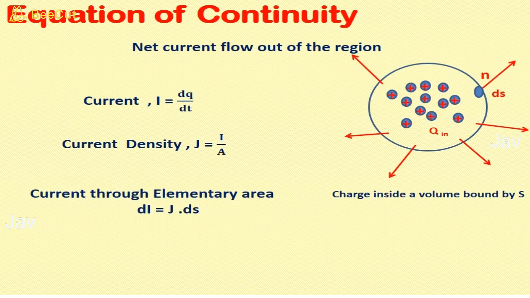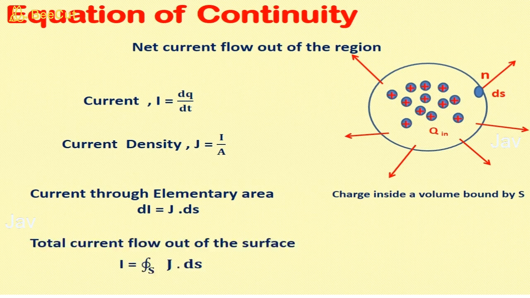Therefore, the total current which is flowing out of the entire region can be obtained by the following equation, that is I is equal to the closed surface integral of J dot ds. So due to the current flow, there will be a decreasing charge within the volume. We know current is due to the movement of charge. Therefore, we can write surface integral J dot ds, that is the current flowing out of the surface, equal to the decreasing charge within the volume, which is given by minus dou q by dou t.